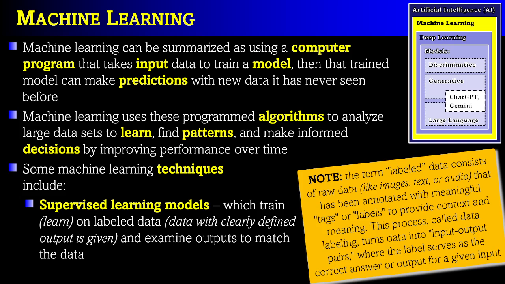This process, called data labeling, turns data into input-output pairs so that when the model gets the input, it can use the label to determine did it have the correct output. So for example, if you feed it an image of a cat that's labeled cat, did it predict that it was in fact a cat?